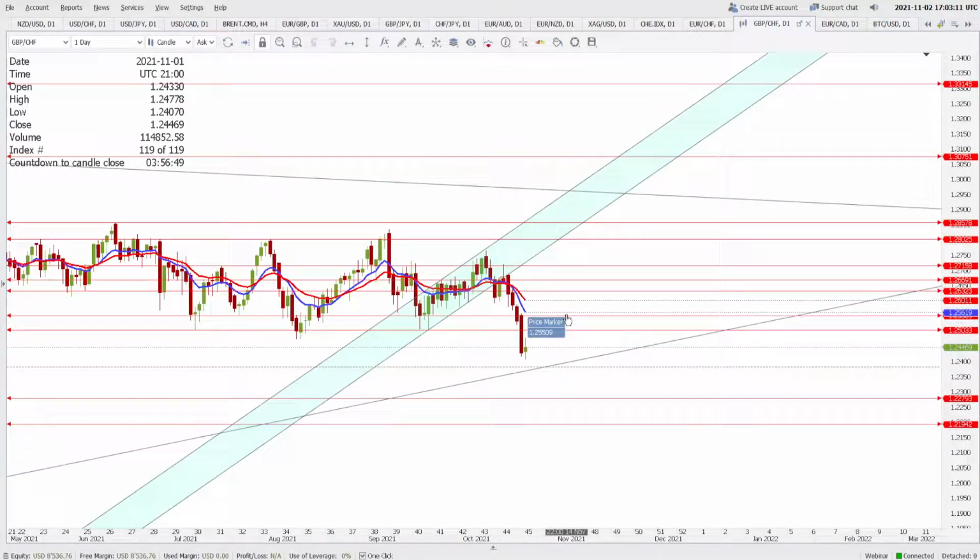GBP CHF on the other hand is still falling because of the fall in pound, and yesterday's break of 1.2503 has made this now a fresh resistance.